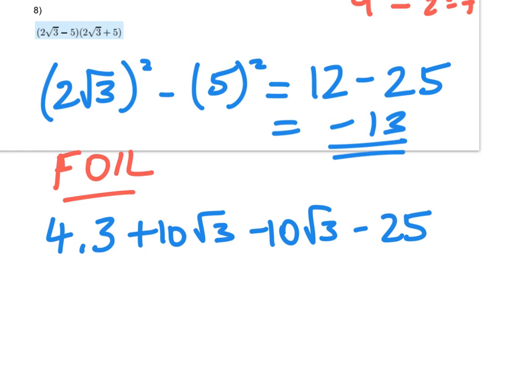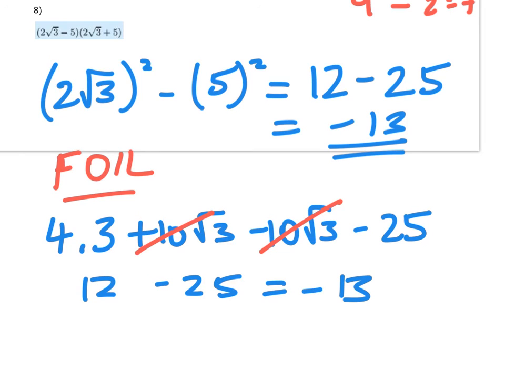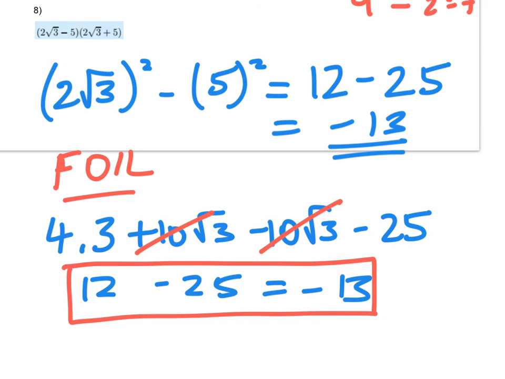Okay, now look in the middle. The plus 10 root 3 and the minus 10 root 3 cancel each other out. So you have 12 minus 25, and it's minus 13. So both ways are acceptable, but if you recognize that they're conjugates, it makes it a lot easier because it's just the first one squared minus the second one squared. Okay?